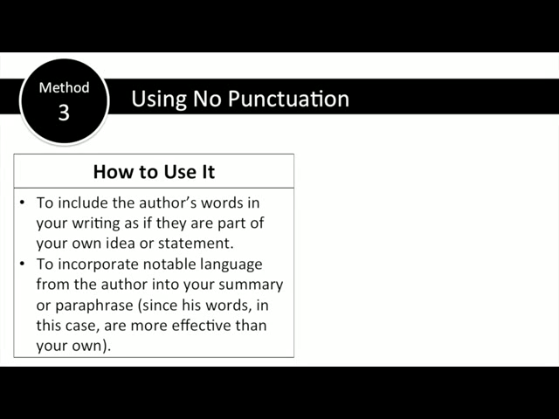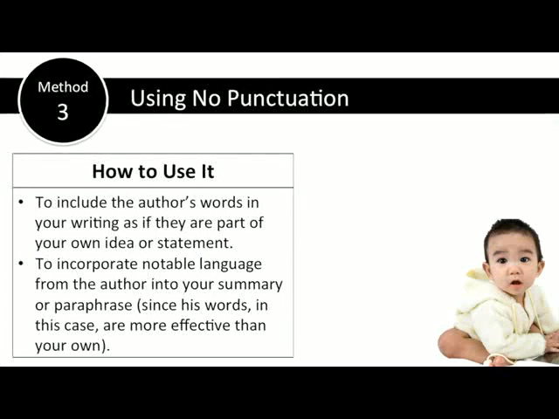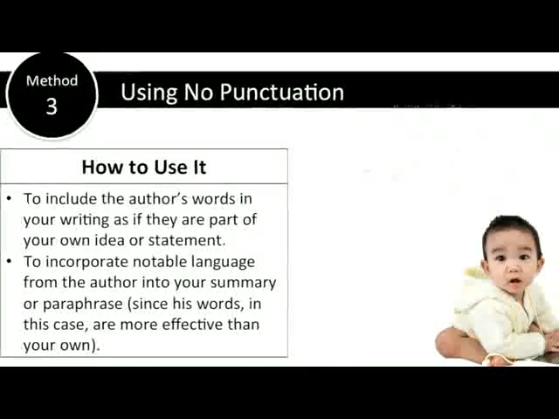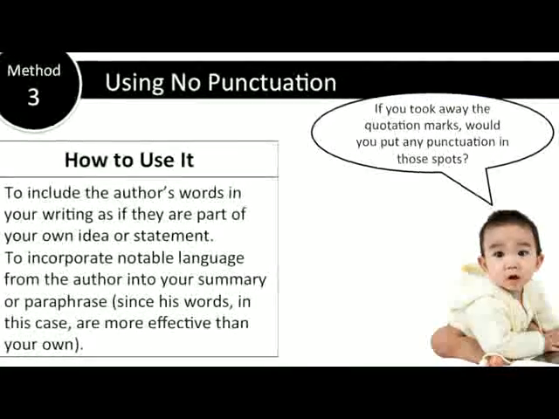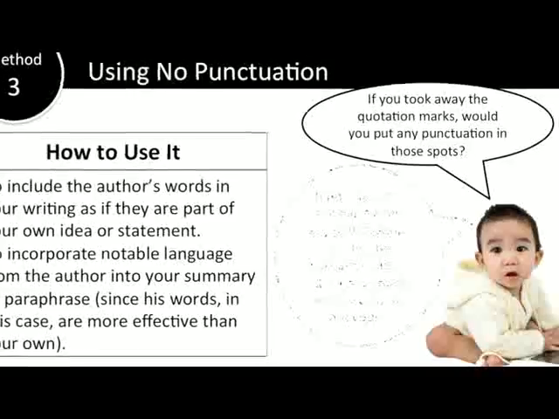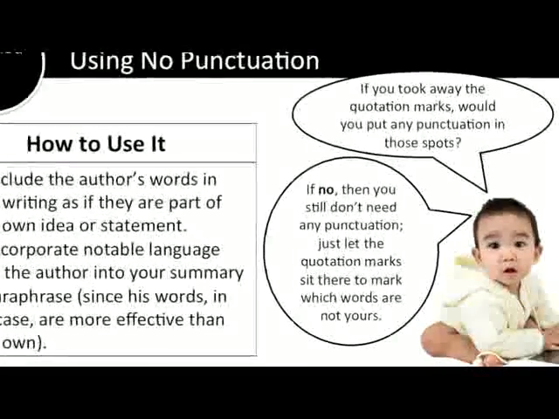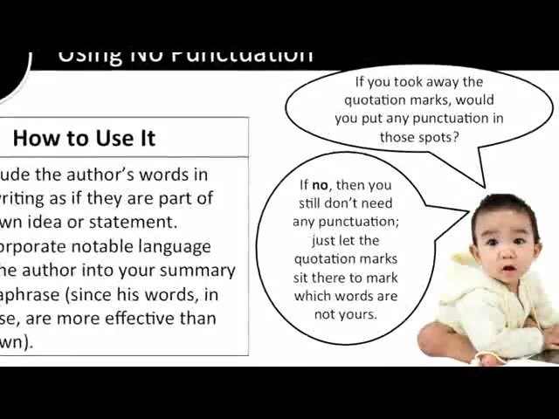A third method for embedding a quote into your writing is to make the author's words part of your own sentence or idea without using a comma or a colon to mark a concrete distinction. To see if this method works for your essay, ask yourself this. If you took away the quotation marks around the author's language, would you need to put any punctuation in those spots to make it work? Here's an example of what I'm talking about.